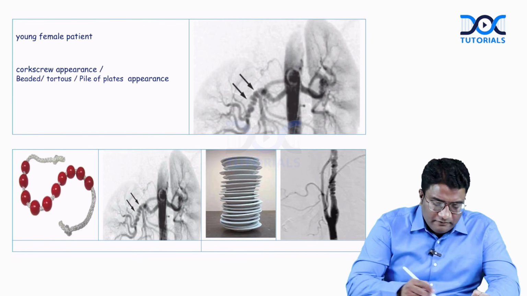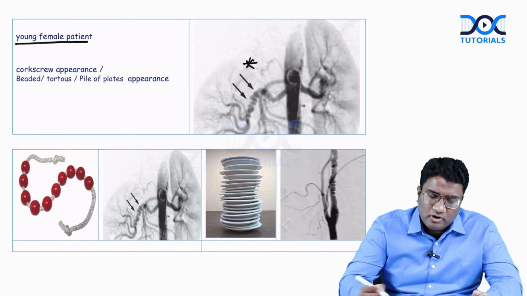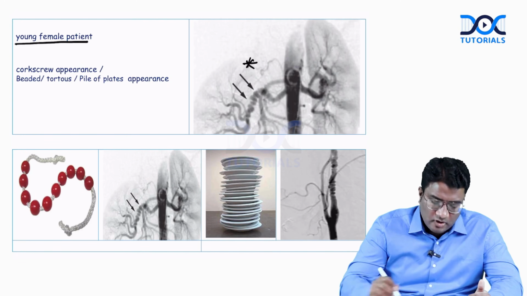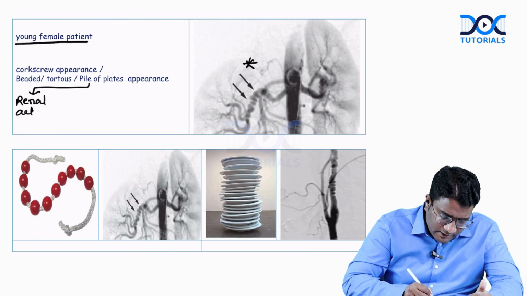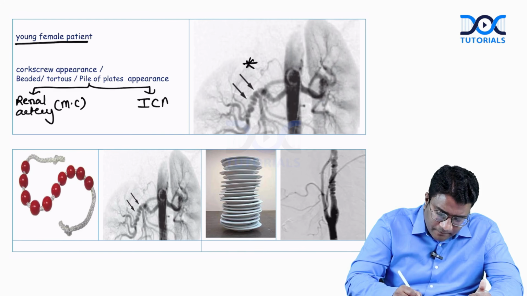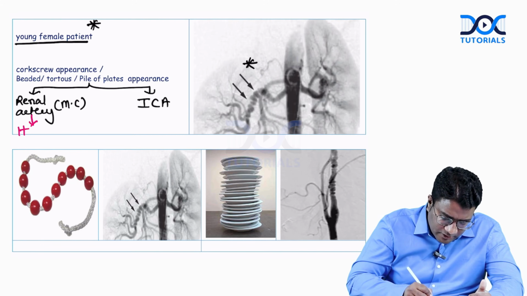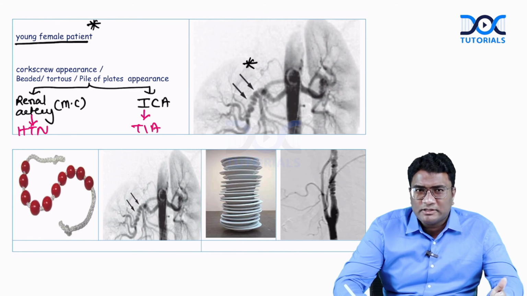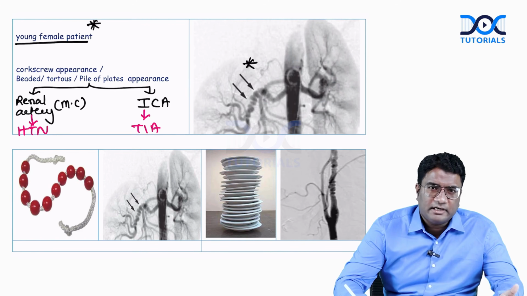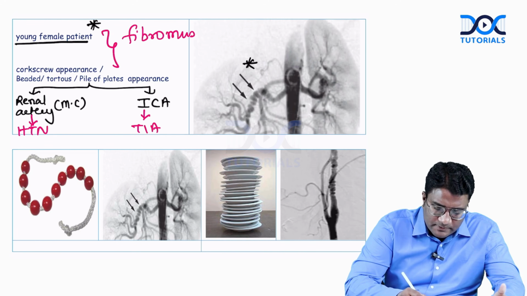And if you're having a young female patient who is showing you a corkscrew appearance or tortuous appearance or beaded appearance of either the renal artery, most commonly involved is the renal artery, or the internal carotid artery. So, a young female having either the presentation as hypertension or transient ischemic attack, showing tortuous or beaded appearance of the renal artery or the internal carotid artery. This is fibromuscular dysplasia.